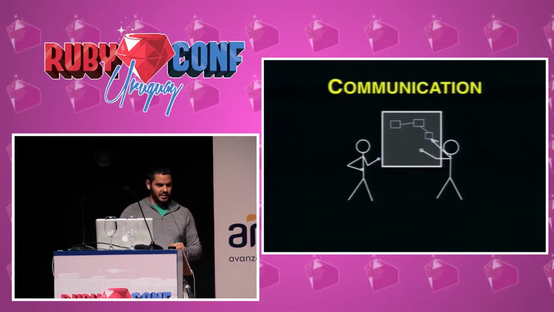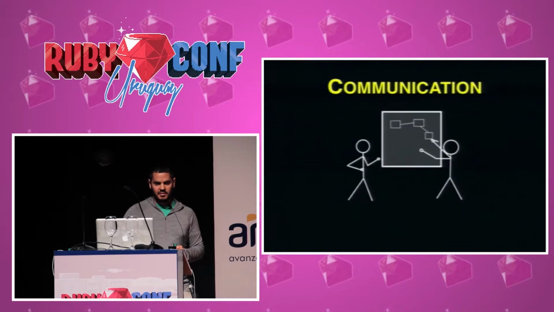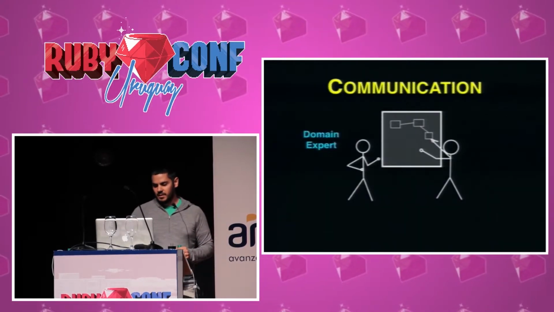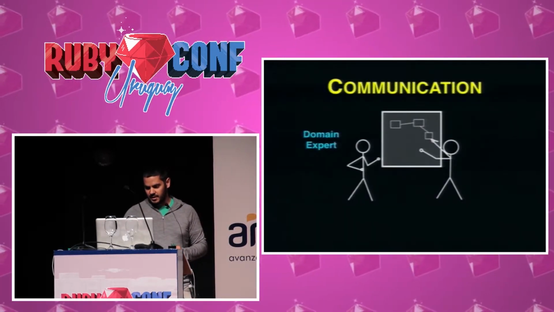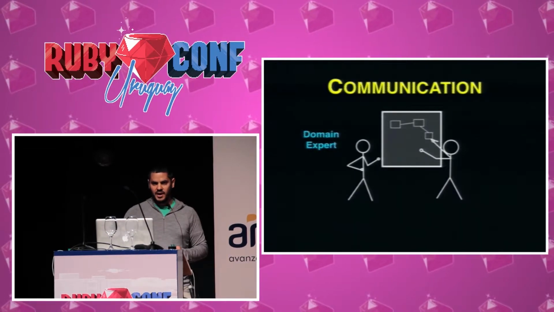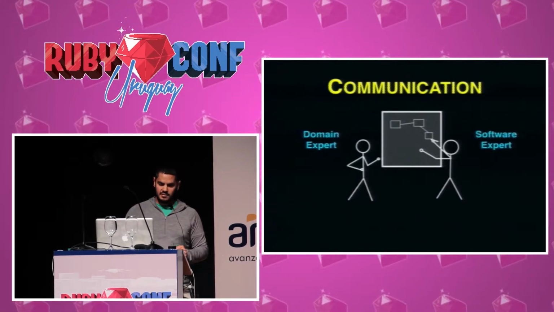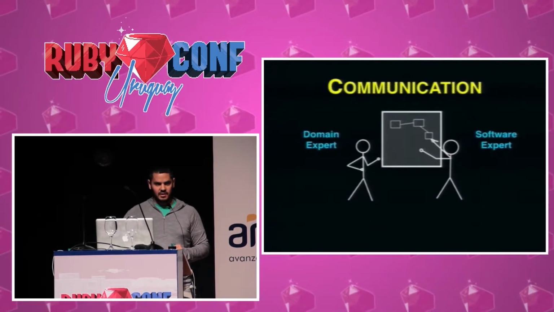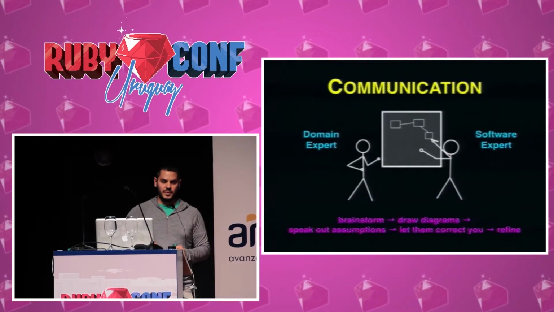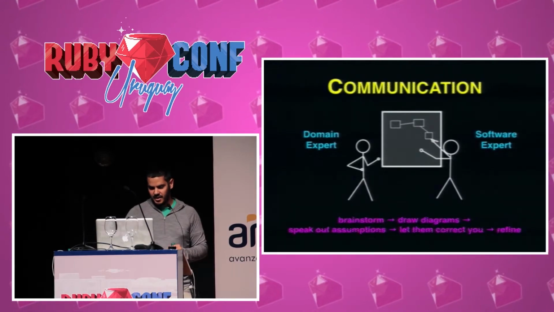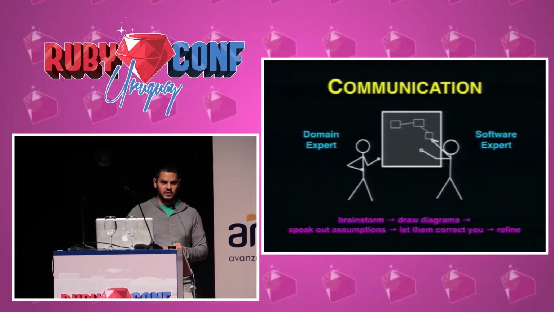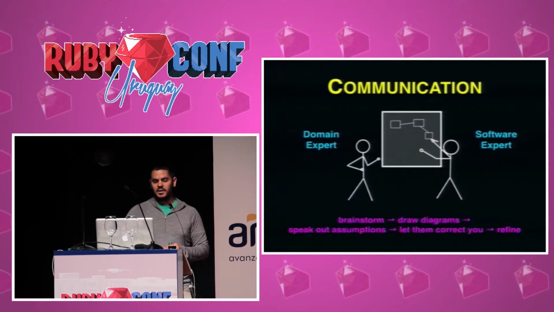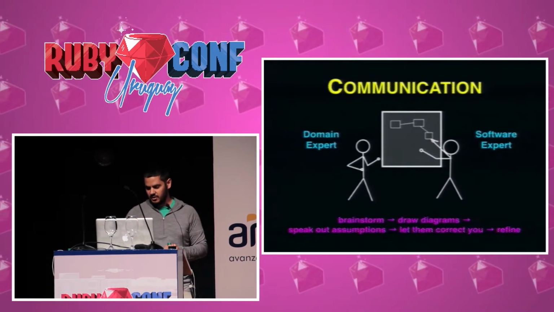So we talked a little bit about the communication. On one side, you have the domain expert. Our example was the VP of product at Apple. And then the other side, you have a software expert. This could be a lead developer. And you go through this iteration of brainstorming different domain concepts. You draw diagrams. You speak out assumptions. You let the domain expert correct you. And then you continually refine as you go along.